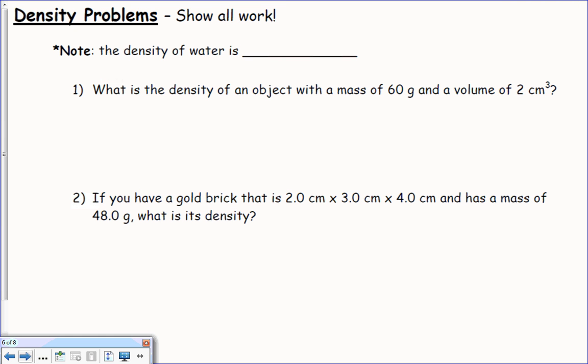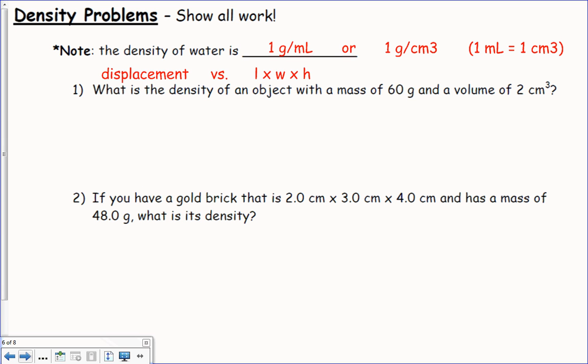Density problems. You must show all your work. Density of water is 1 gram per milliliter or 1 gram per cubic centimeter because a cubic centimeter is a milliliter. Now this is known. Displacement versus length times width times height. What is the density of an object that has a mass of 60 grams and a volume of 2 cubic centimeters? Well, I know that density equals mass divided by volume.